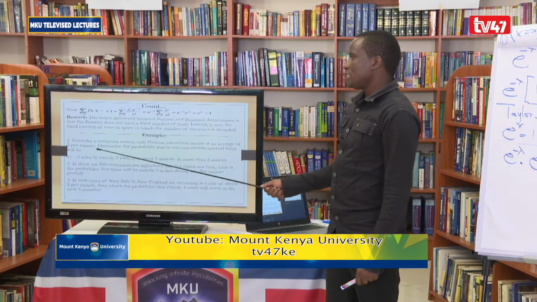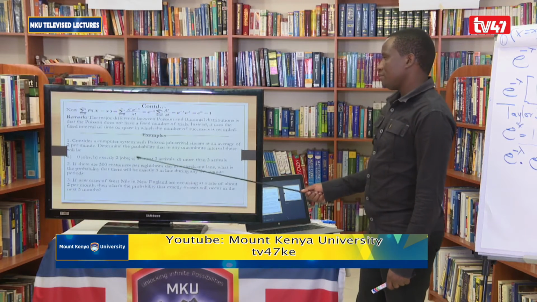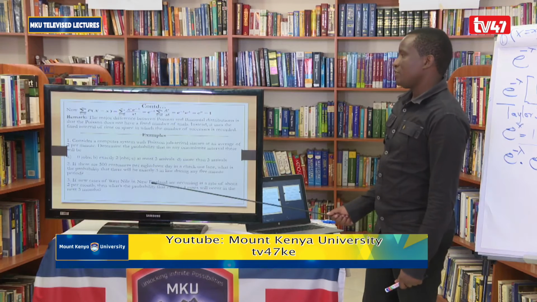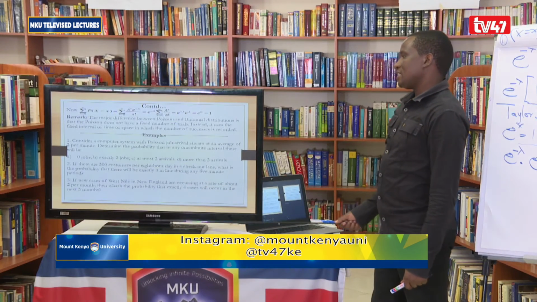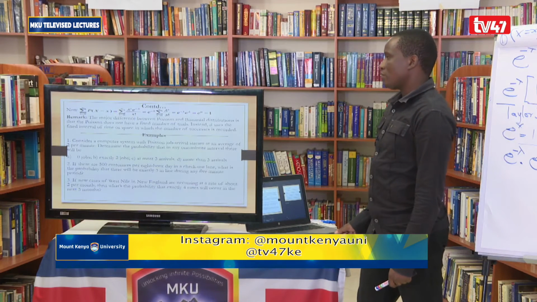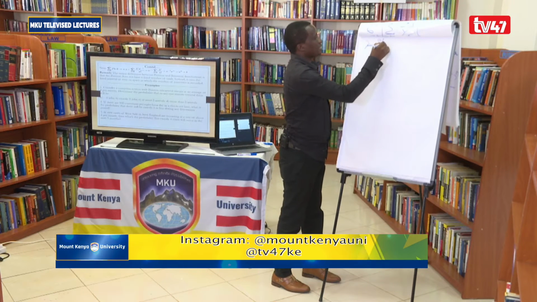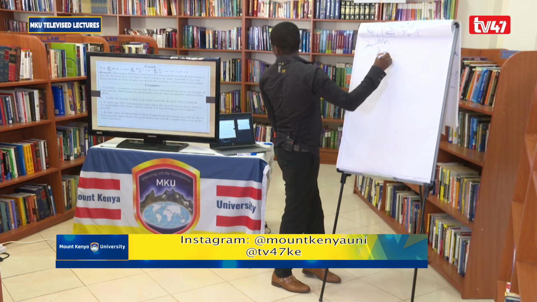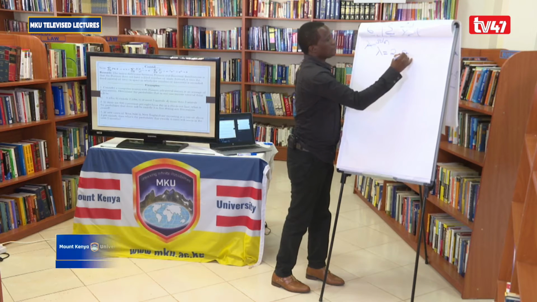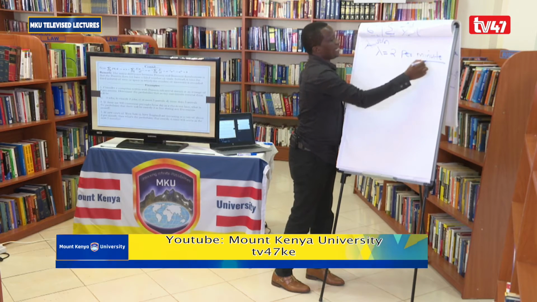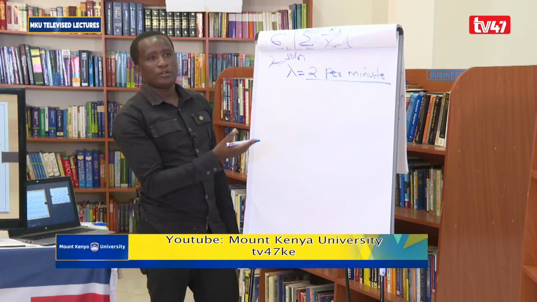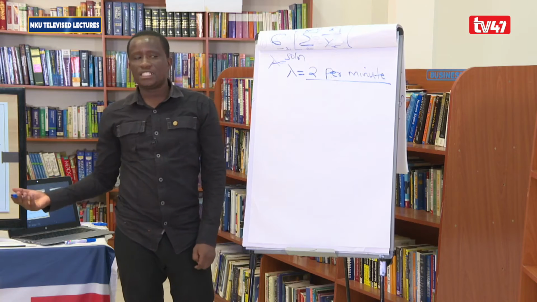We can do example 1. Consider a computer system with a Poisson job arrival stream at an average of 2 per minute. Determine the probability that in any 1 minute interval, there will be 0 jobs. So that means we are looking at a Poisson distribution with rate parameter lambda. The solution would mean that lambda takes 2 per minute, job arrival, 2 per minute. So at least we can identify it's per unit time, and that's why this takes a Poisson, not a binomial case. And again, we don't have a definite number of trials.